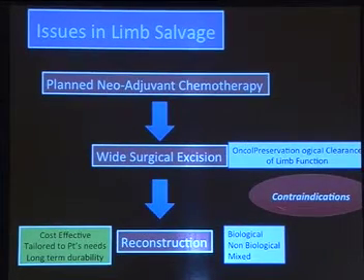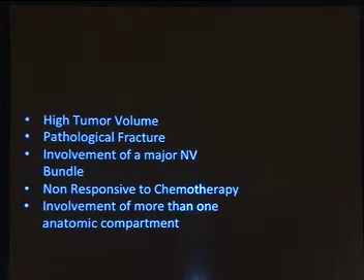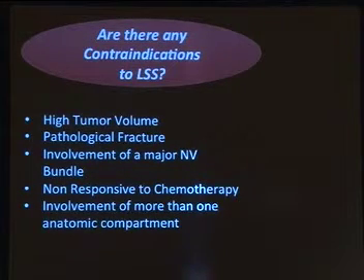Now, there are many methods to do that reconstruction. It could be biological, it could be non-biological, it could be a mix of biological and non-biological. Are there any contraindications to limb salvage surgery? This is very important. Well, a high tumor volume, pathological fracture, involvement of major neurovascular bundle, non-responsive tumors to chemotherapy, involvement of more than one anatomy. So I can go on and on and on.